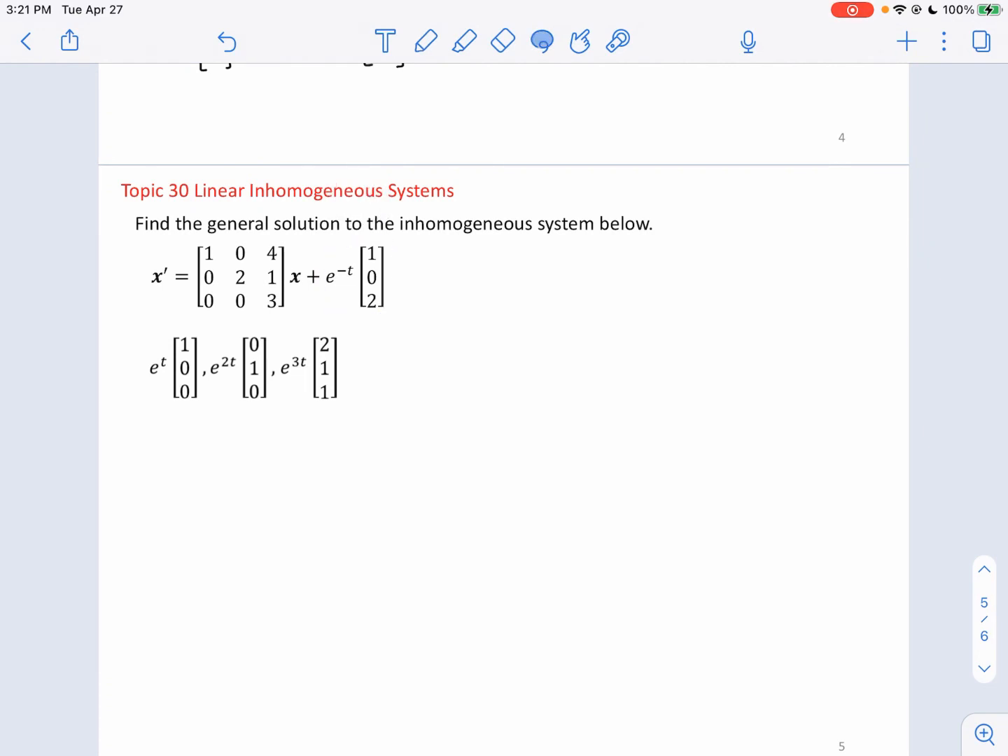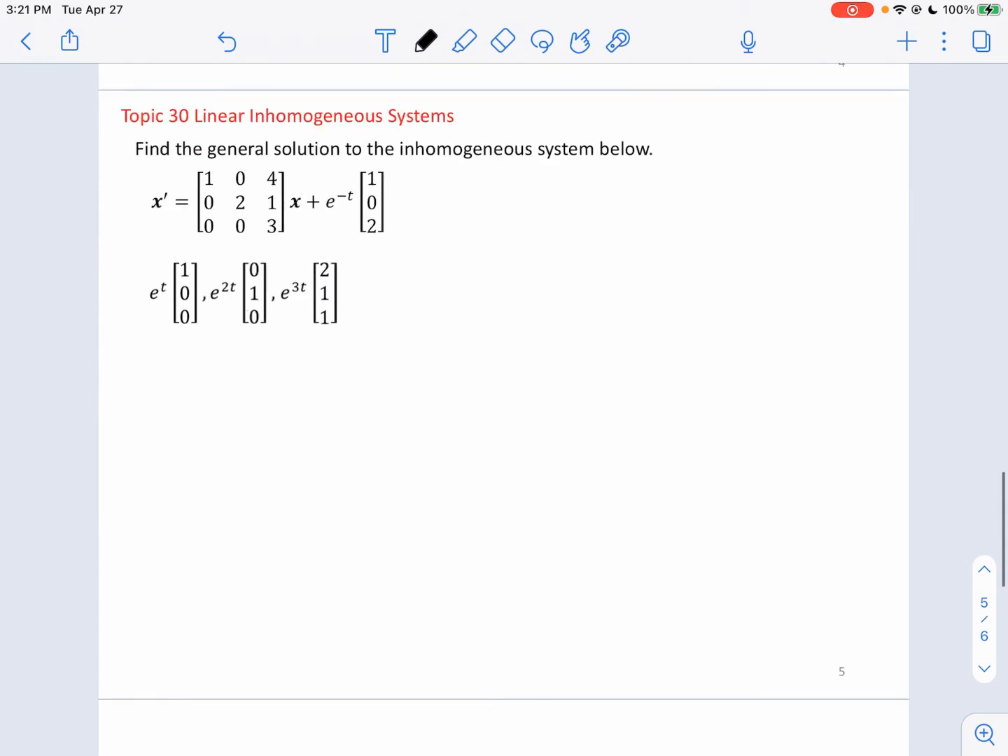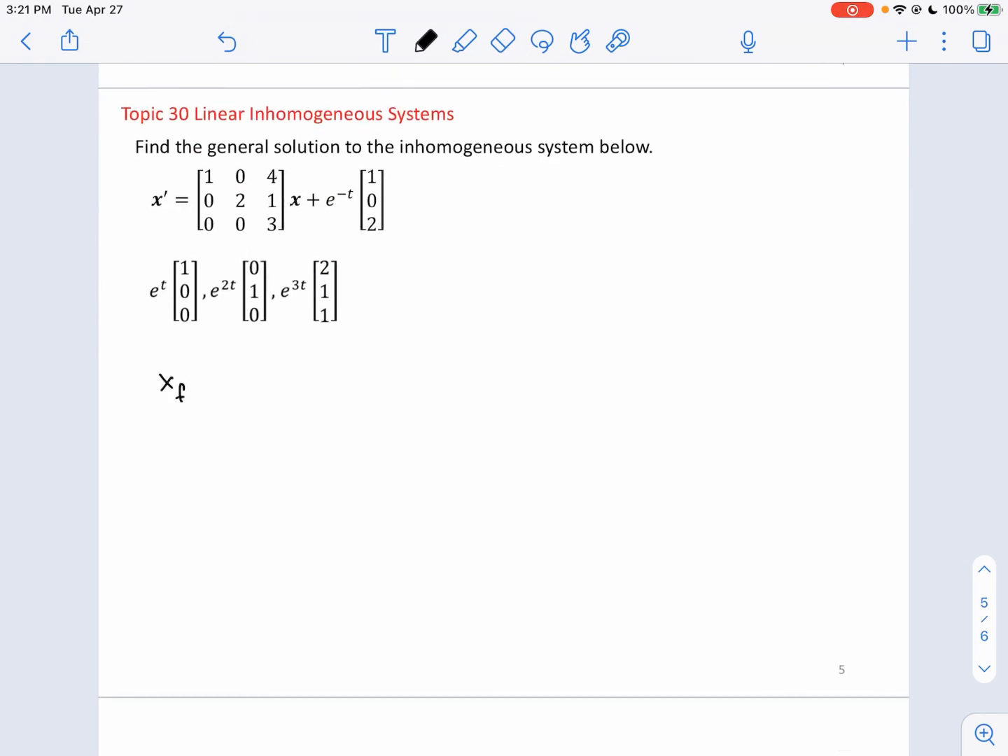It's been factored out of the vector function f. So each of these would be a multiple of e to the negative t. And so we need a particular solution to look as follows. X sub f needs to be some vector a times e to the negative t. And it doesn't matter where you put the e to the negative t.